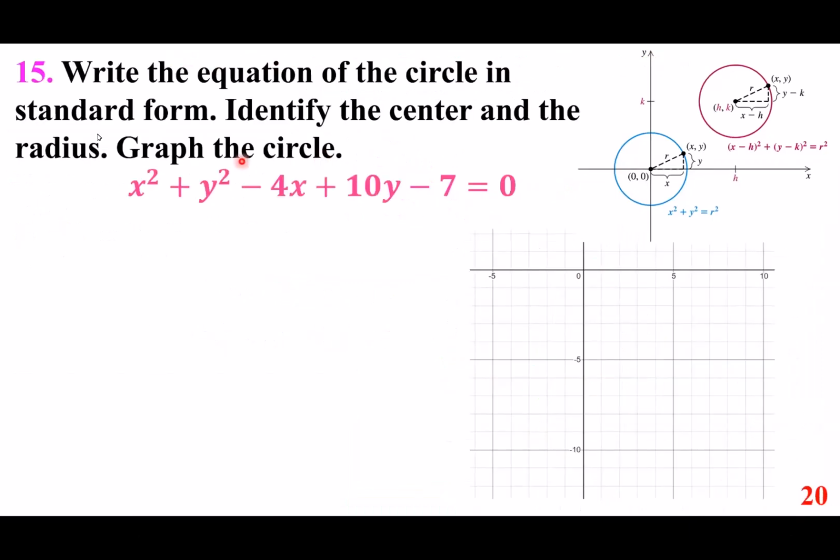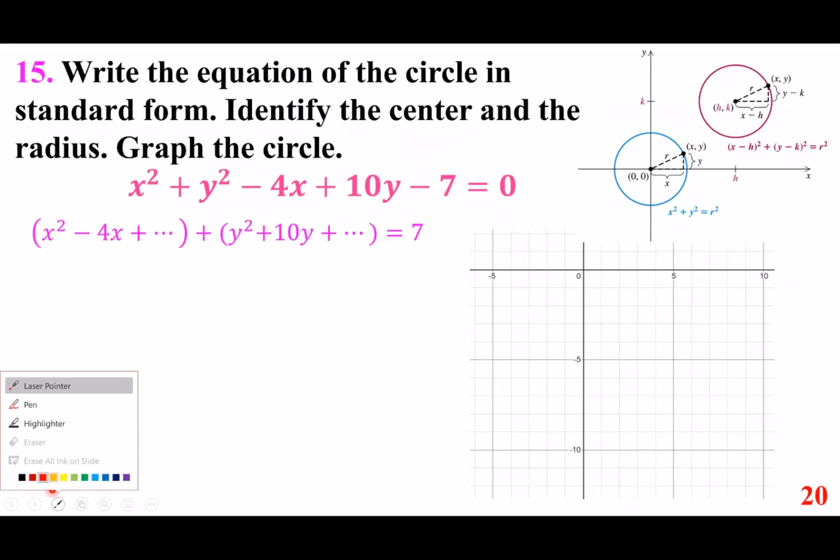Write the equation of a circle in standard form, meaning in this case (x minus h) quantity squared plus (y minus k) quantity squared. Identify the center and the radius, graph the circle. So we are going to put the -4x next to x squared, 10y next to y squared, and move the -7 to the right, make it +7.